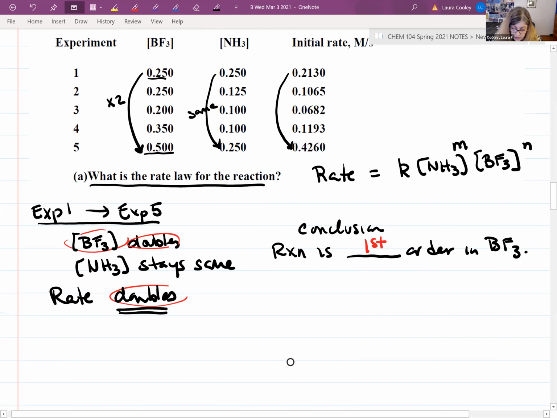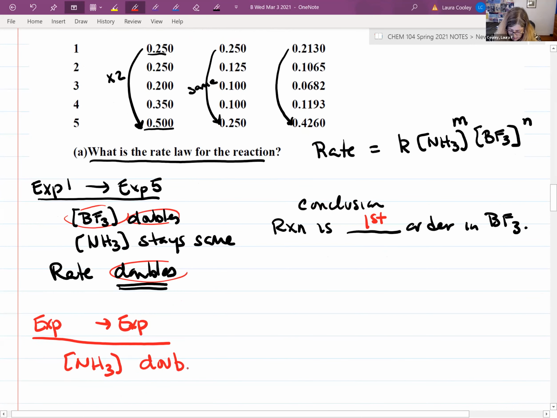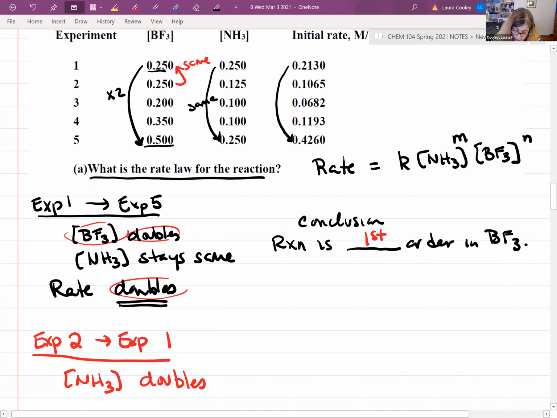Okay, so let's look at the next one. What is another experiment, from going from what experiment to what experiment, we want the NH3 to double. 2 to 1. I think you said that, right? Yes, exactly. 2 to 1. So it doesn't always have to be going down, you think outside the box here. Here we have the same. And here we have a doubling.